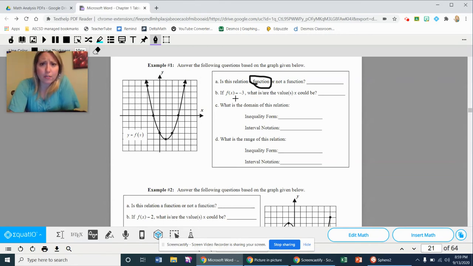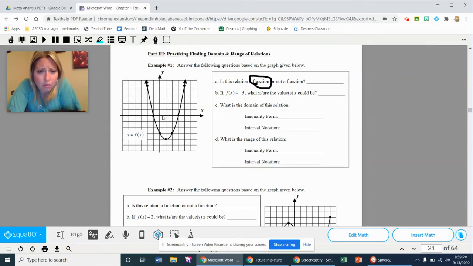If f of x equals -3, what are the values it could be? Let's look. f of x equals -3, so that's the output. What are the x values? Okay, so the output is -3. Well, let's look. 1, 2, 3. Aha. There is one input that gives me an output of -3, and that would be an x value of 0.